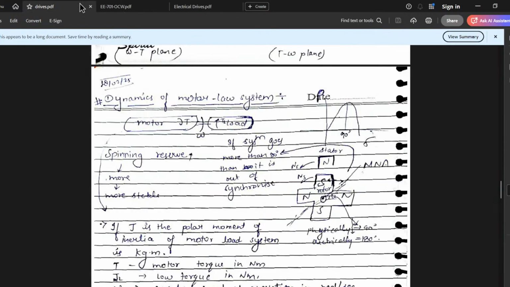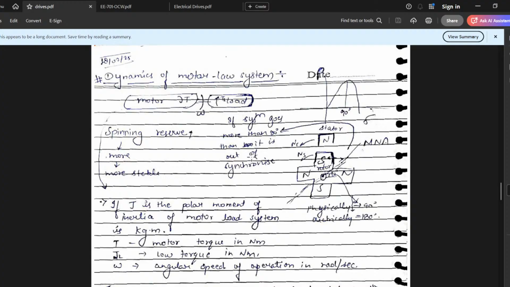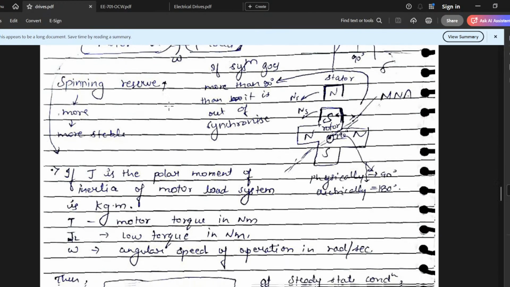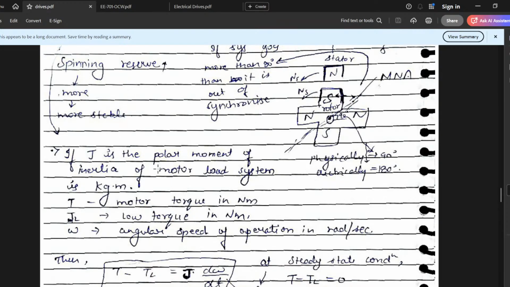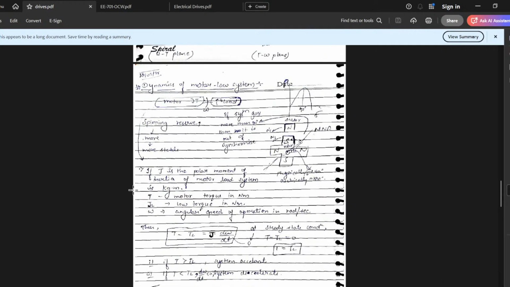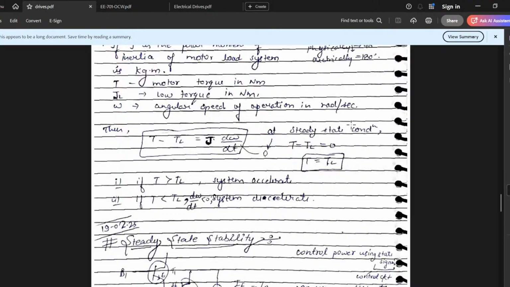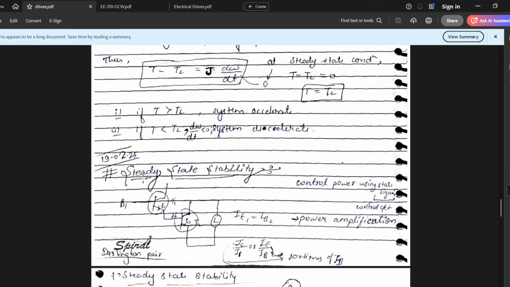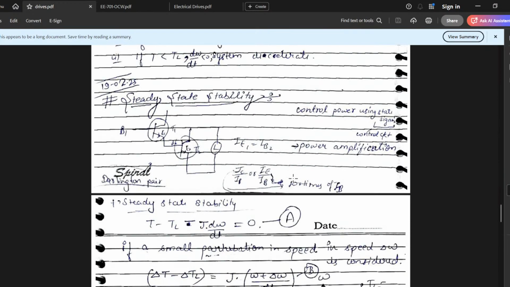So let's check out in our notes. We have motor, spinning reserve. Yep, these are all the things. Sorry, at transient this is present, and at steady state this becomes zero. So it's correct. Steady state stability.